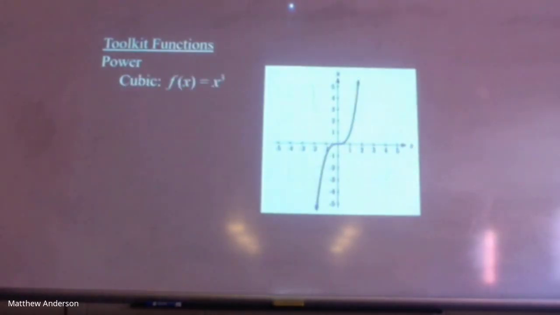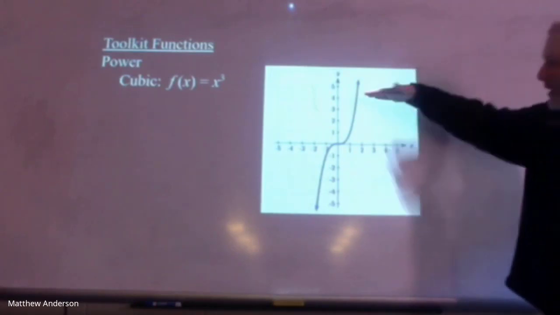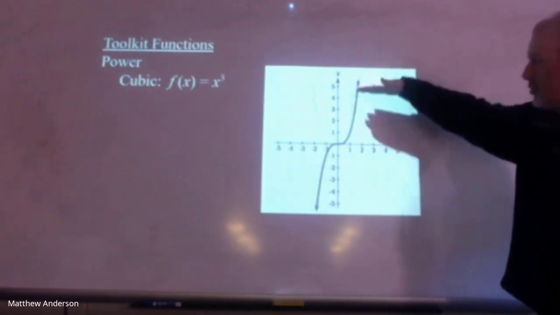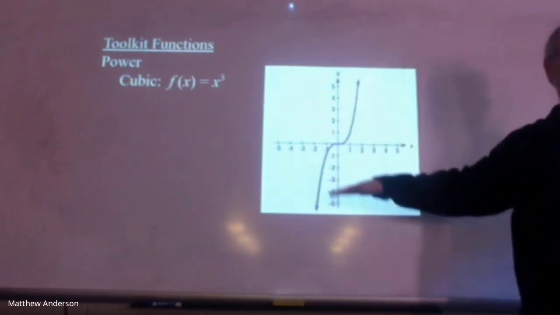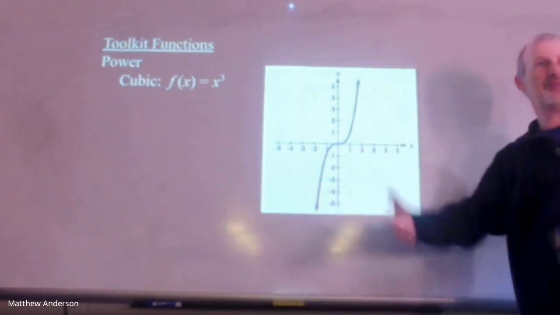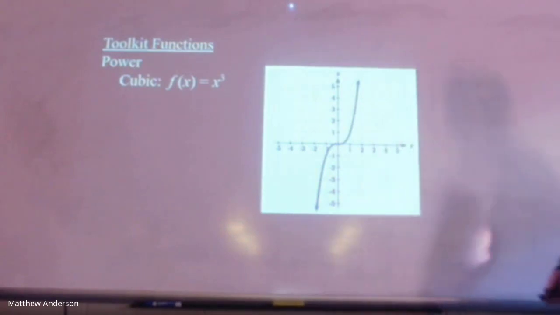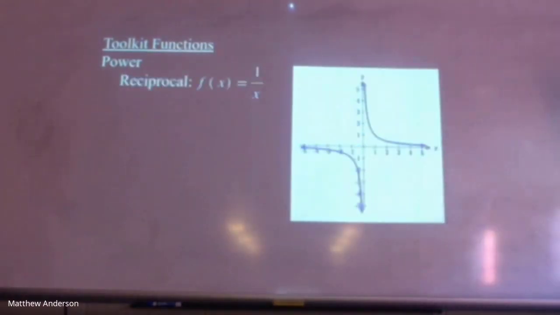How about the cubic? We did one like that. That one is 1-to-1, right? Any horizontal line that you draw will only touch it one time, and so that means it's 1-to-1. And if it's 1-to-1, it will have an inverse. How about the reciprocal function?